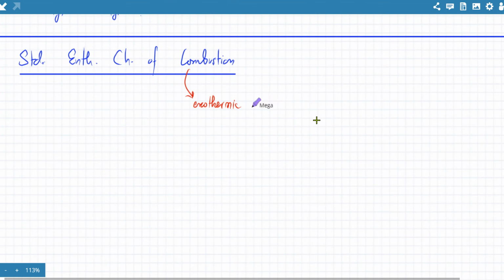When we talk about enthalpy change of combustion, the symbol is delta HC. If there's a knot on top, that means standard conditions. So that would be the standard enthalpy change of combustion, which is at room temperature. It's always exothermic, so it's always going to have a negative value. It's going to be producing energy.